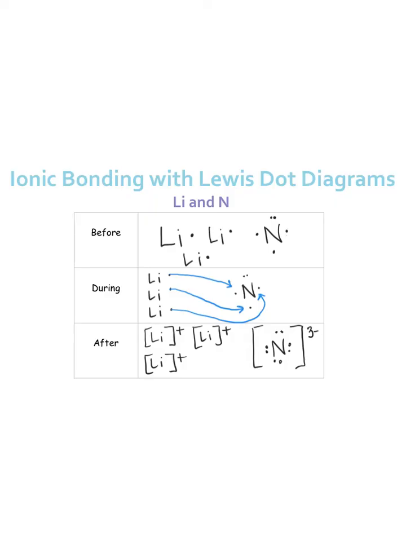And because we had to use 3 lithium atoms in order to give nitrogen the 3 valence electrons that it needed to satisfy the octet rule, we are left with this 3-to-1 ratio. So what that means is when we write the formula, we're going to write Li3N. And this is how you write the formula for lithium nitride.